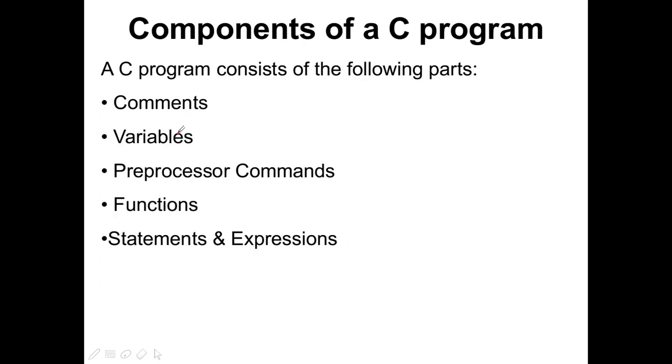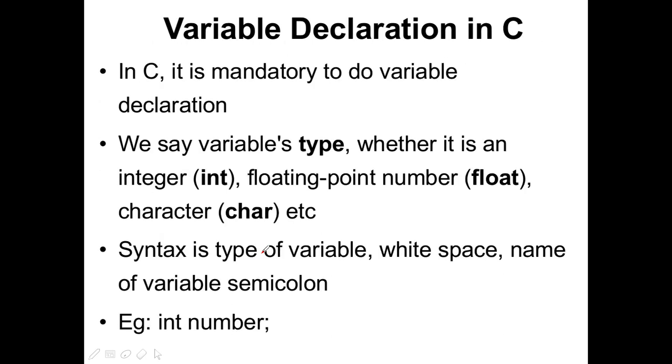When you look at the components of a C program, it consists of comments. Comments are statements which are for our understanding, not for the system to understand. Then variables. As I said, a variable is a memory location referred to by a name, and it will point to a particular memory only. Then there will be preprocessor commands, functions, and statements and expressions.